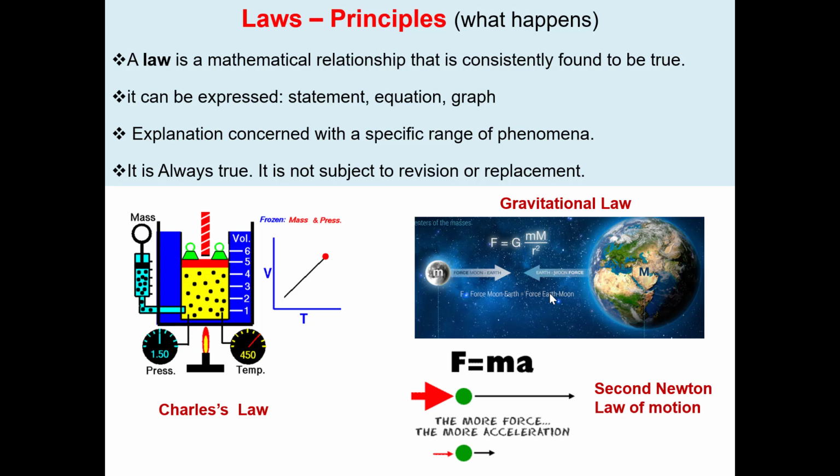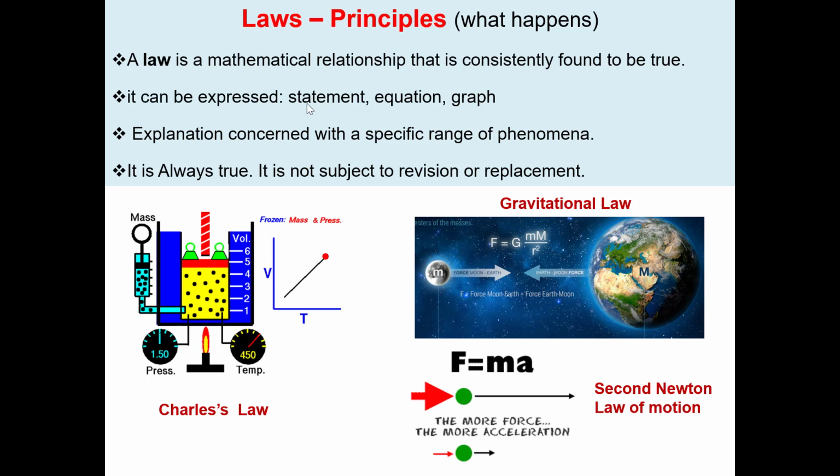Another important concept that we need to understand in science is the concept of laws or principles. Basically, any law or principle explains what happens. A law is a mathematical relationship that is consistently found to be true. It can be expressed as a statement, an equation, or graph, and explains some specific phenomena, and I will say is always true and is not subject of any revision or replacement.